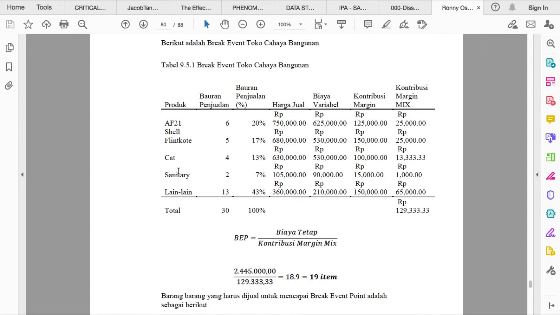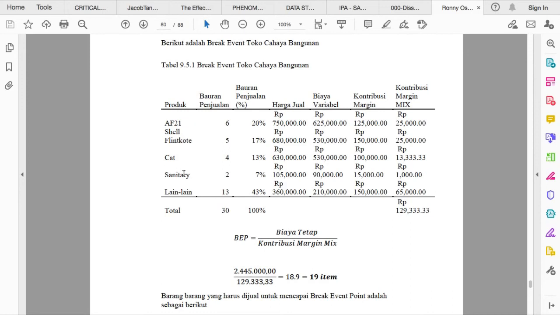And this one here, of course, is a toko bangunan, a construction store, so the line meaning others comes in the composition of 43%. He can't name all of them, but it's all right. So he just came up with some of the best sellers, which compose 57% of his sales.